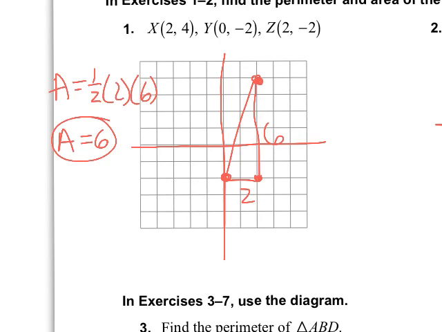Okay, let's find the perimeter. But in order to find the perimeter, I need the hypotenuse, that third side. So I can do my distance formula. Okay, it's going to be the square root of 2 squared is 4, plus 6 squared is 36. So that's the square root of 40.